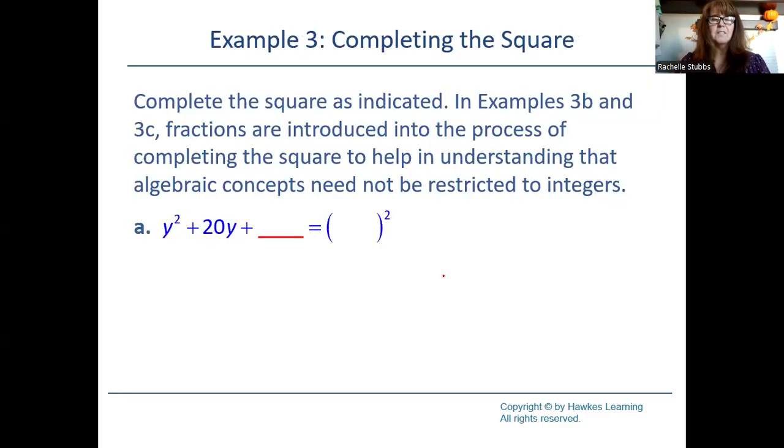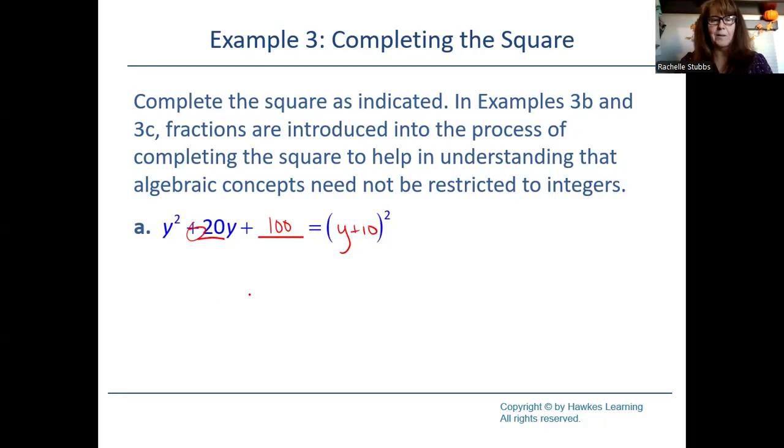Okay. All right. So let's look at this. We're going to just complete the square. So how do I complete the square? What I do is I take the B term and I take half of it. So what's half of 20? It's 10, and then I square it. So 10 squared is 100. And now this thing actually factors to, what's the square root of y squared? Y. What's the square root of 100? 10, and it's a plus because it's a plus right here. So that's how you would complete that square.